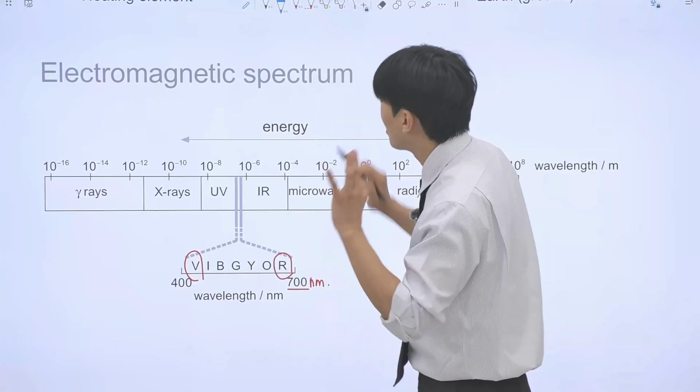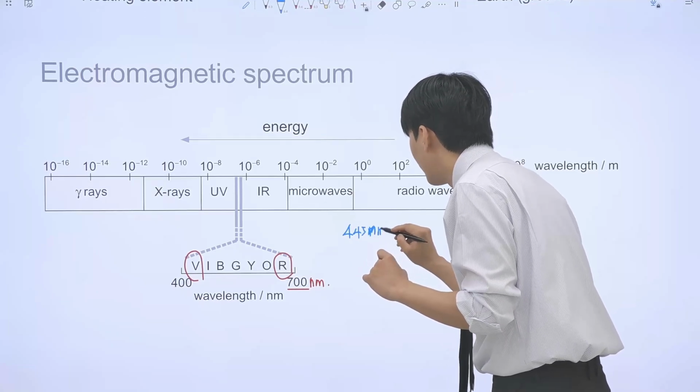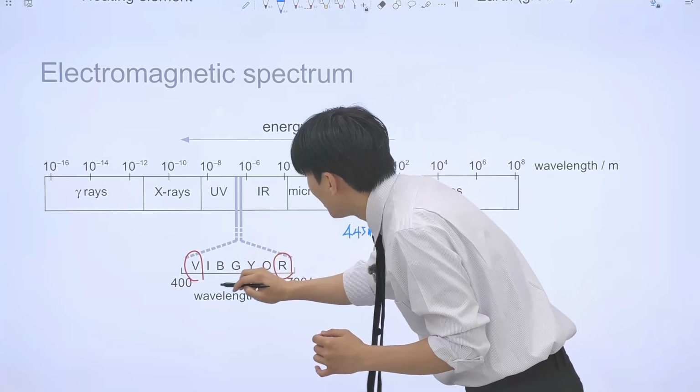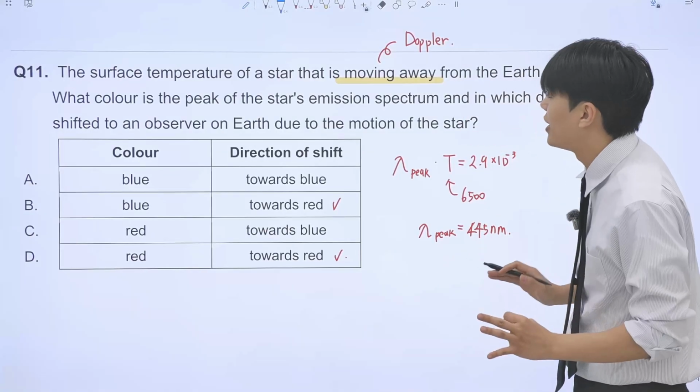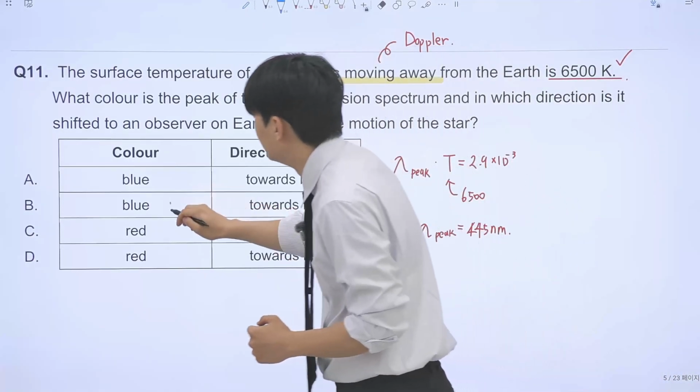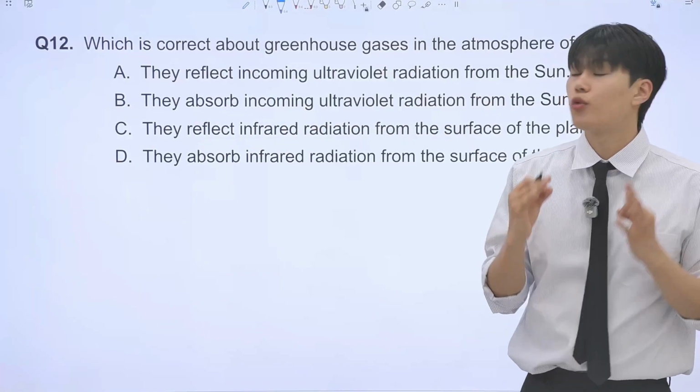And the number we got was 445 nanometers, which is obviously not the red one, okay? It should be about here, which is blue, okay? So that is why the color of the star is blue, okay? So B must be the answer for that. Right, next question, we have question 12.